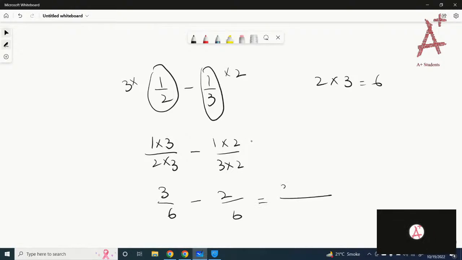Got it? Just subtract their numerators. So it would be 3 subtract 2. 3 subtract 2 is 1 and it is 1 over 6. Got it?